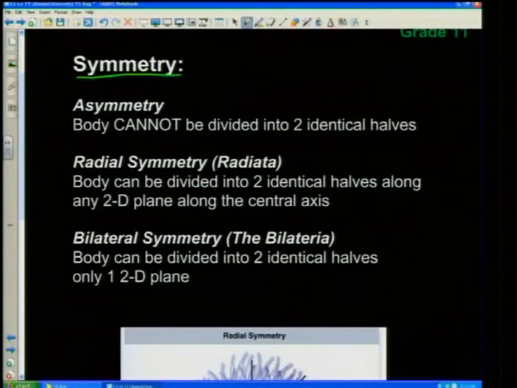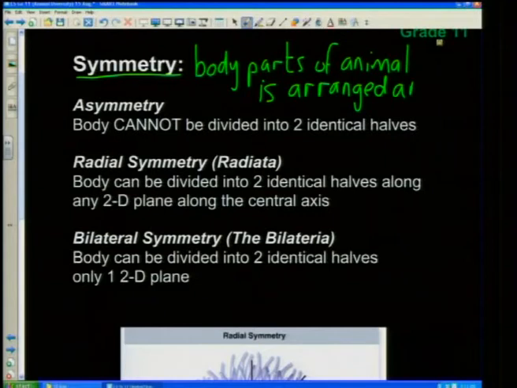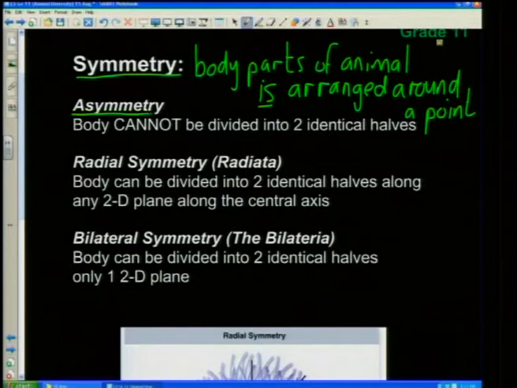Now, what is symmetry? If I have to give a definition of symmetry, that's the way in which all the body parts of an animal are arranged. And it's normally arranged around a specific point or an axis, a central axis. So that will be a definition of symmetry. Now there are three types of symmetry: asymmetry, radial symmetry, and bilateral symmetry.